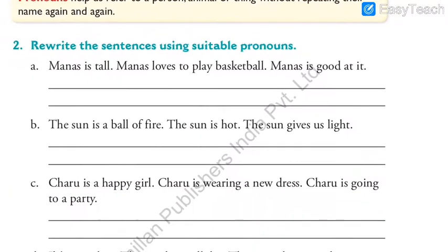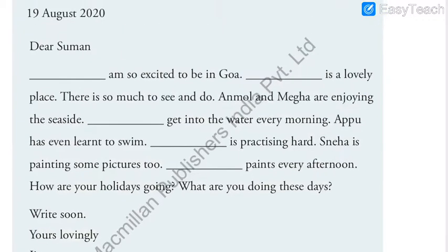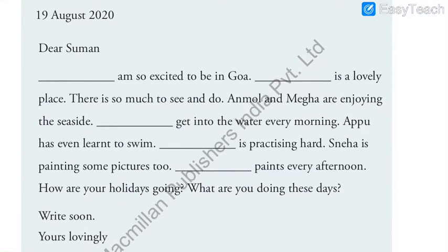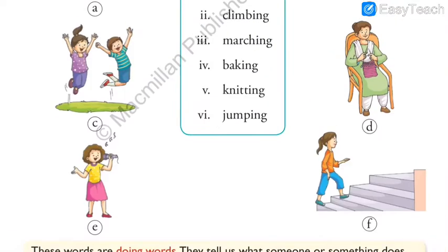And then the second exercise, in which you had to replace the noun with a pronoun, and the third exercise, which was a kind of letter, in which you have to just fill in the missing spaces, the blank spaces, so that you can prepare the full letter. You can just complete the letter properly, and that was the end of that chapter.